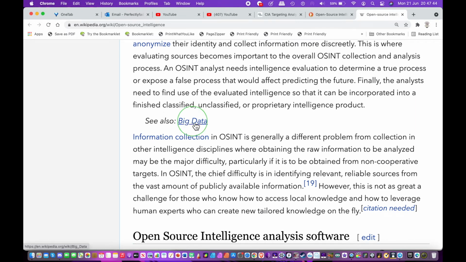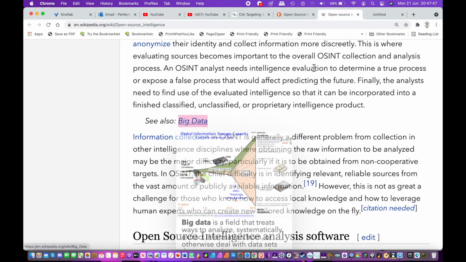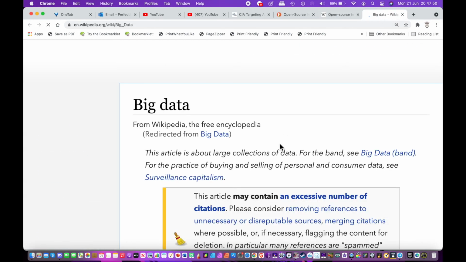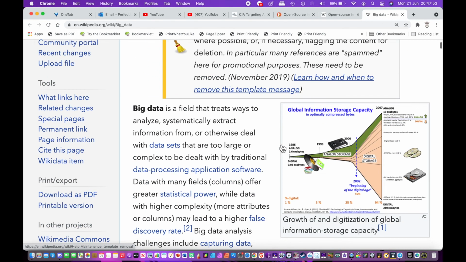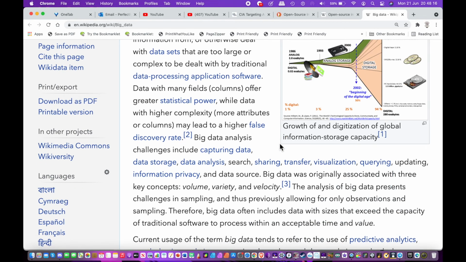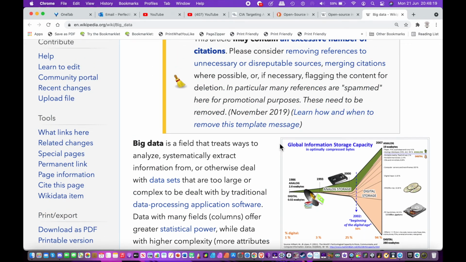Okay, so then we're going on to big data. I'm only going to read the first bit of this. Big data is a field that treats ways to analyze, systematically extract information from, or otherwise deal with data sets that are too large or complex to be dealt with by traditional data processing application software. So it filters all the information and puts it into a data set.